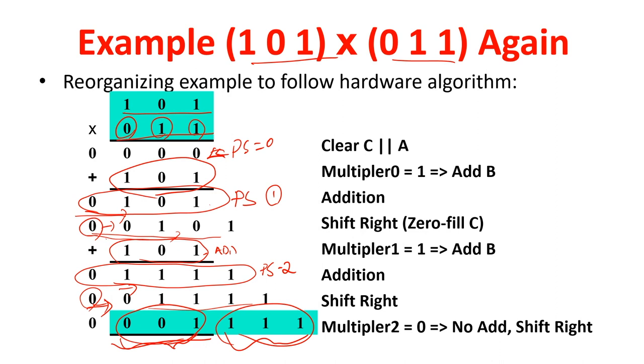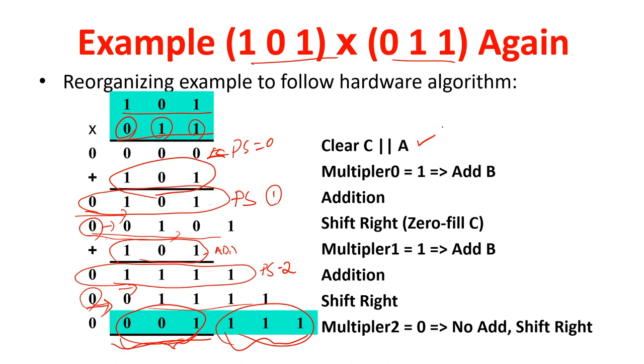So every time we are calculating a partial sum, if the bit is 1, then only we are doing additions, otherwise no. Initially the carry and partial sum are cleared. Then if the multiplier's current bit, the 0th bit, is 1, then only you are adding B. Once we do the addition, we right shift, filling C, the carry bit, with 0, and then we shift.